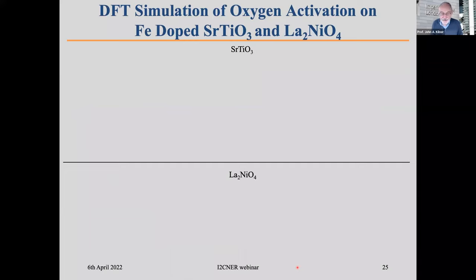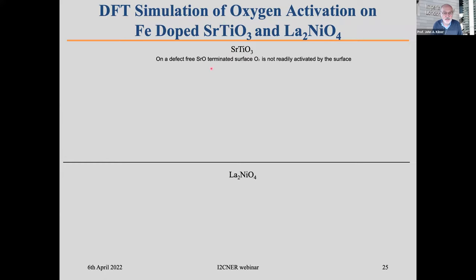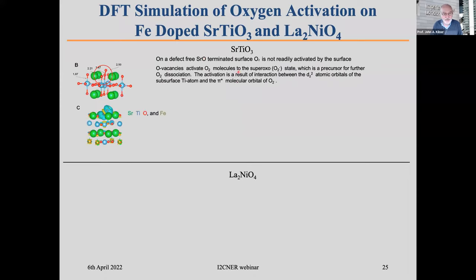Well, why do we see in all those materials that we looked at earlier some correlation between the bulk diffusivity and the surface exchange coefficient if those surfaces are covered in strontium oxide? Well, to sort that out, we went to Alexander Chroneos at I²CNER to do some simulations. And he said, well, LSCF is a bit difficult to start with, so we'll start with strontium titanate and look at the SrO surface on strontium titanate. On a defect-free SrO-terminated surface, the oxygen is not readily activated. So SrO really deactivates the surface.